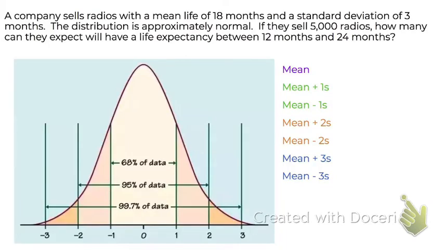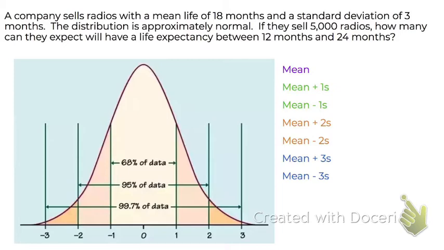Here it says a company sells radios with a mean life of 18 months and a standard deviation of 3 months. The distribution is approximately normal. If they sell 5,000 radios, how many can they expect will have a life expectancy between 12 months and 24 months? So if the distribution is normal, it's going to look like this graph.